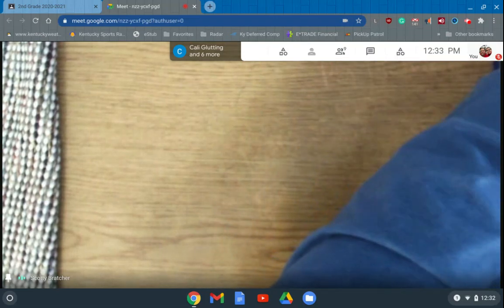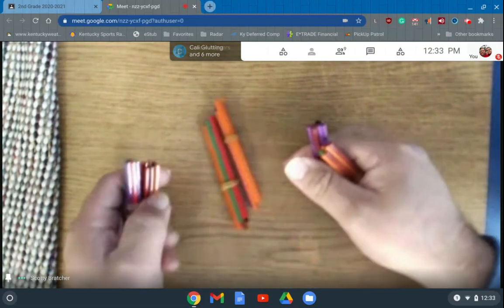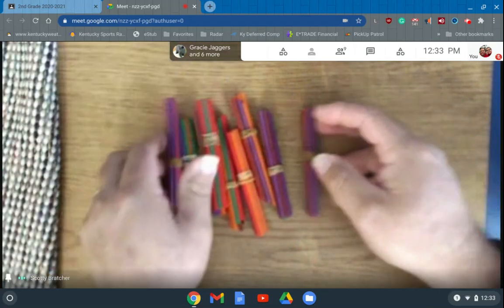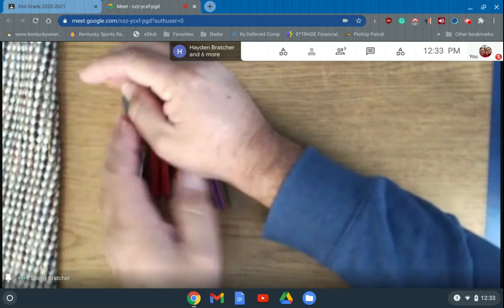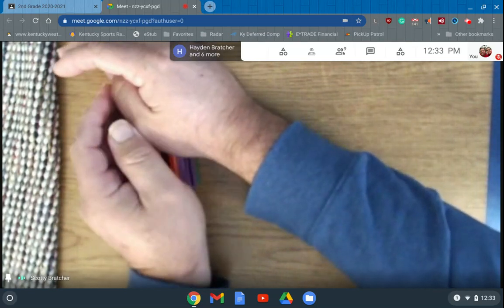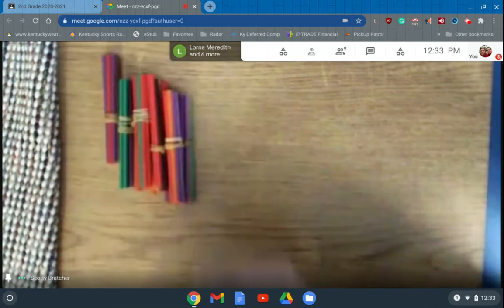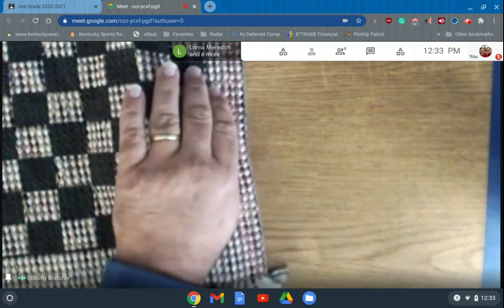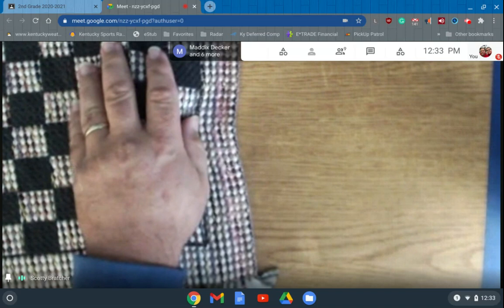Some tens. 1, 2, 3, 4, 5, 6, 7, 8, 9. I've got 9 tens right here, which is 90. All right, and I'm going to cover them up. So I have 9 tens, which is 90 there.